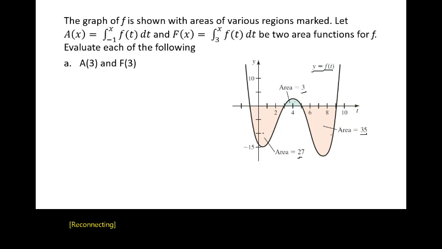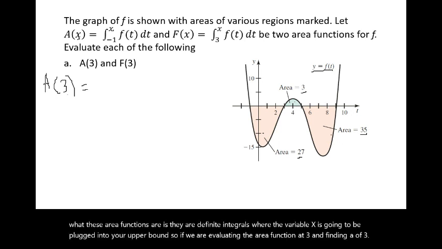We have A of x equals the integral from -1 to x of f of t dt, and the area function capital F of x is going to equal the integral from 3 to x of f of t dt. What these area functions are is definite integrals where the variable x is going to be plugged into your upper bound. If we are evaluating the area function at 3 and finding A of 3, we are plugging 3 into our upper bound in the area function A. That will give us the integral from -1 to 3 of f of t dt.